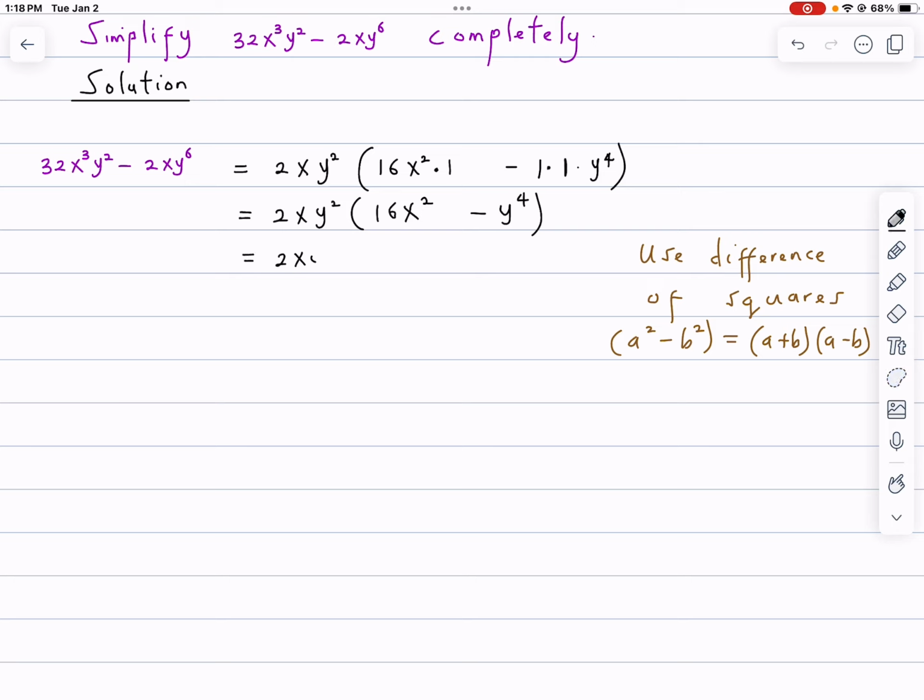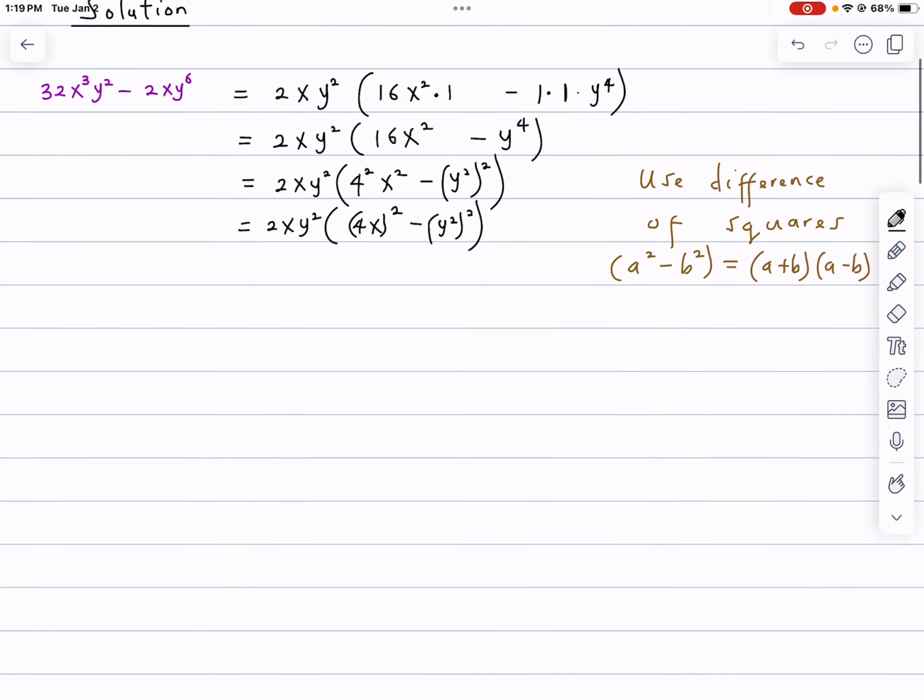So I'm going to have 2xy squared times 4 squared x squared minus y squared squared. So 16 is 4 squared, right? And y to the power of 4, I can write it as y squared squared. And using the rule of exponents, I can rewrite 4 squared x squared as 4x all squared minus y squared squared. Okay.